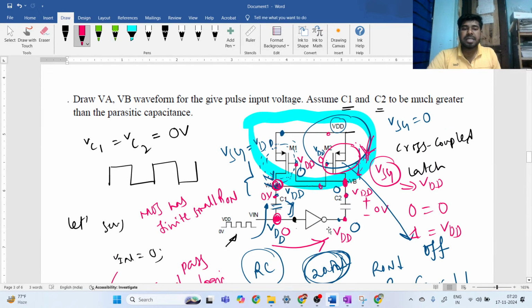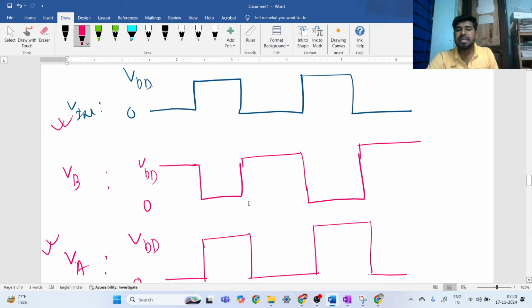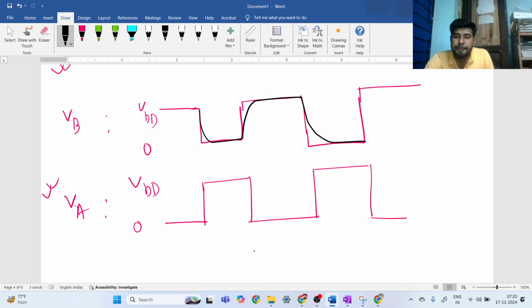So actually this is a simple circuit, but you have to analyze it in this way. Let's say the charging will be in this case, so it will not be like that, it will be like that. The charging and discharging will be fast but exponential. So this will be the real practical case.